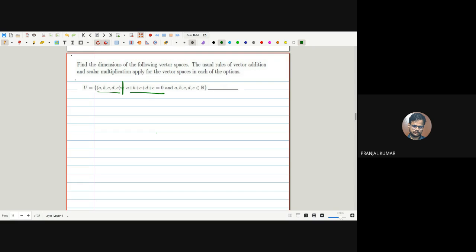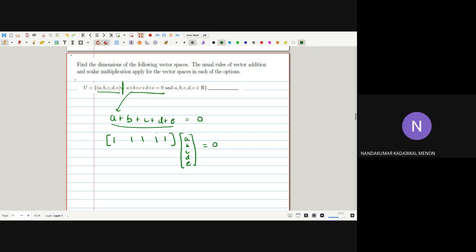First of all, what you can do is, I will show you, a plus b plus c plus d plus e is equal to 0. Now, can I write this equation in the form of some matrices? I can write it like this: 1, 1, 1, 1, 1 times the column a, b, c, d, e is equal to 0. Is this true? Now tell me, is this a matrix? How many pivots are there? Only one, since there is only one row. So you can write it like this.